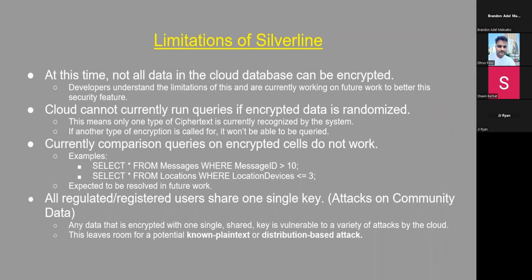Currently, comparison queries on encrypted cells do not work. For example, select star from messages where message ID is greater than 10. Also, this is expected to be resolved in future work.